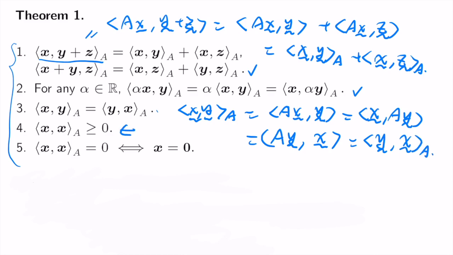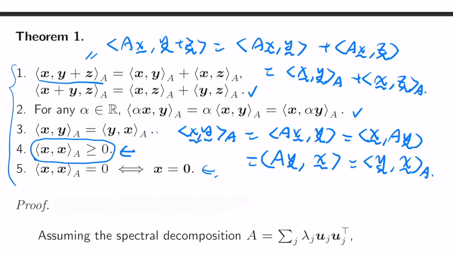And this one is also trivial because A is positive definite, and any positive definite matrix is, of course, positive semi-definite. And this is one of the conditions that defines a positive semi-definite matrix. So this is trivial. Now let's show this part 5.